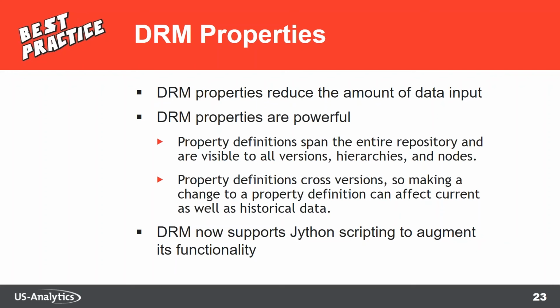I did mention that DRM now does support the Jython scripting. It does augment a lot of functionality. I've seen it used especially to enhance error messages that come up when validations occur. You can make things a little bit more specific by using some Jython scripting attached to that. I will tell you that you can't point a Jython script at a DRM property formula, or you shouldn't. It kind of defeats the purpose.